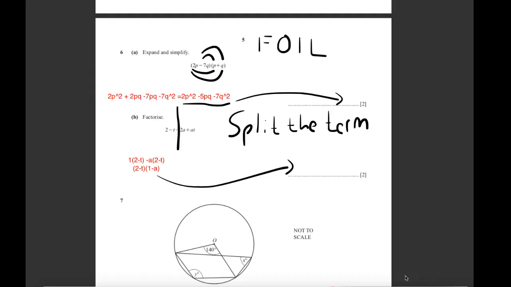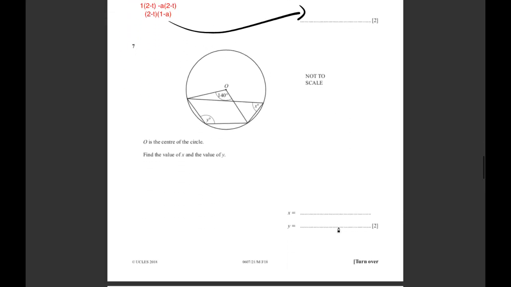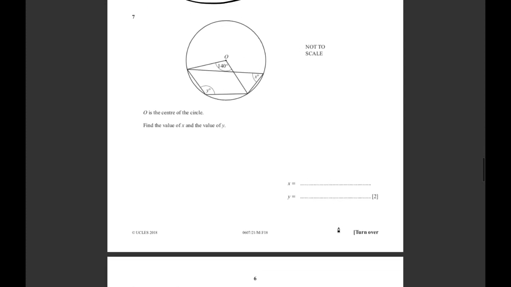Okay, let's move on to the next question. So we're on now to question 7, a circle theorem question, which is nice. Always like these. So, O is the centre of the circle. Find the value of x and the value of y. The first thing to realise in this kind of question, this shape here is not a cyclic quadrilateral. Have a think why.